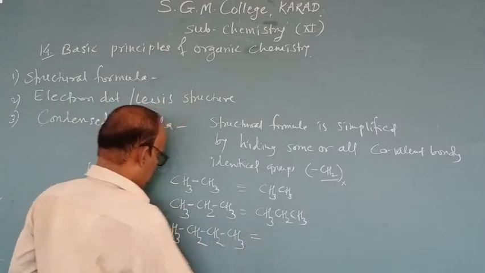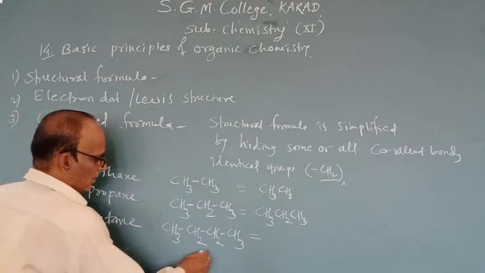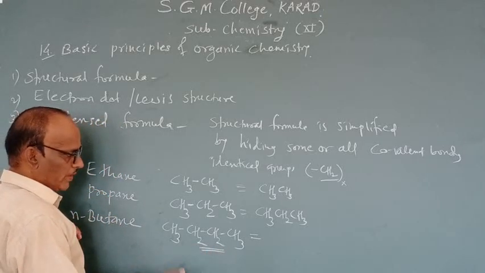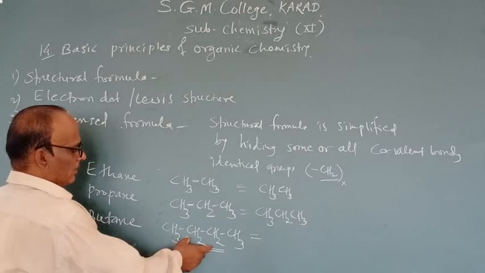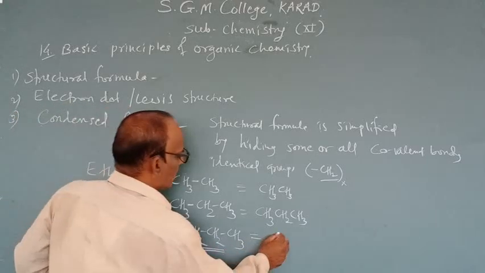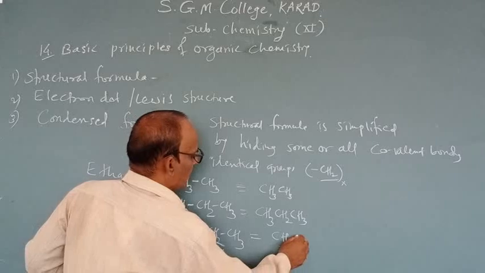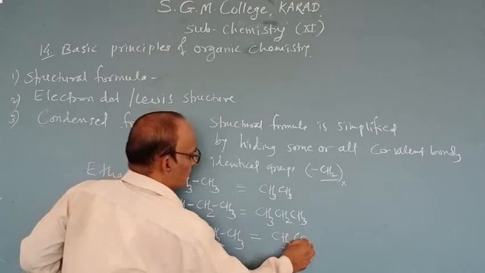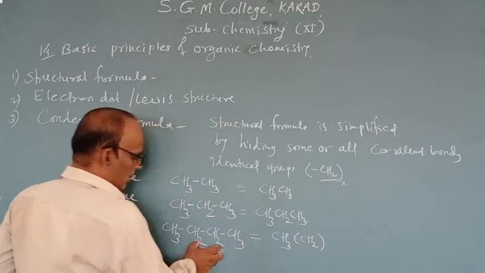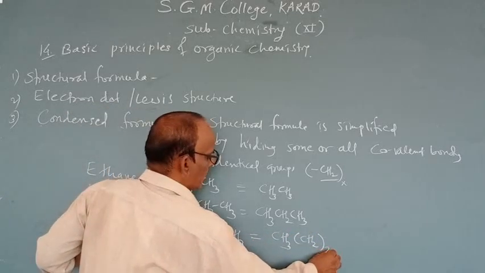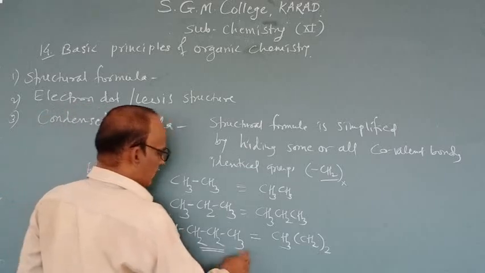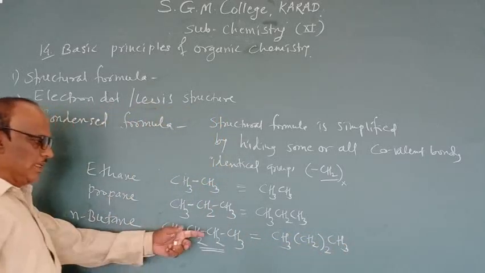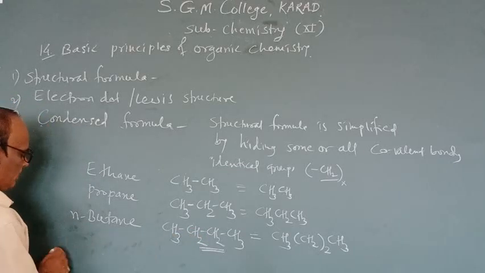In this compound n-butane, there are 2 identical groups, that is CH2, CH2. So when writing the condensed formula, you take these groups together. The formula of n-butane can be written as CH3, then in a bracket you write CH2. There are 2 CH2 groups, so write it twice as a subscript, and the last one is CH3. So this is the condensed formula for n-butane.